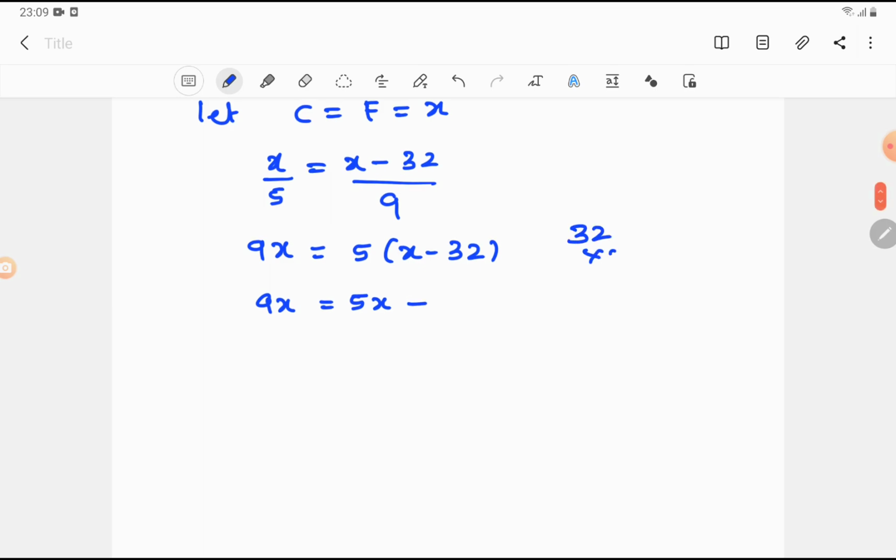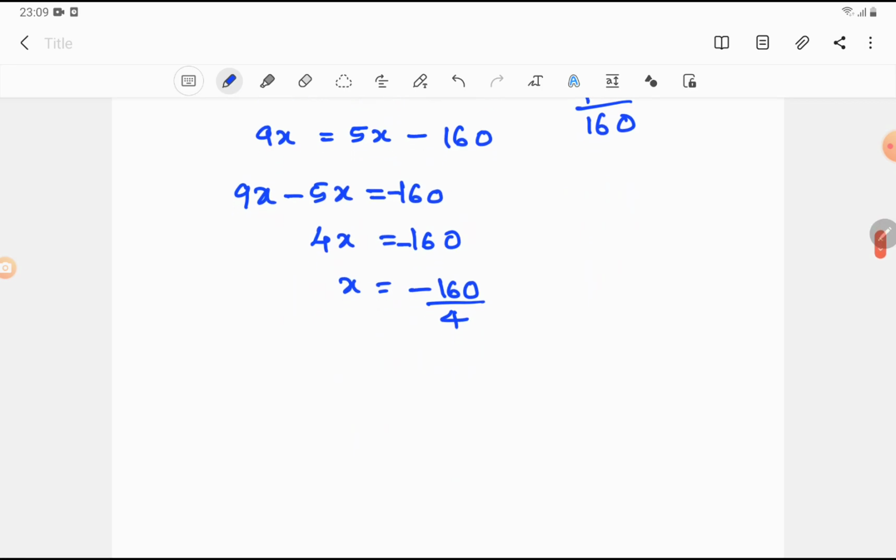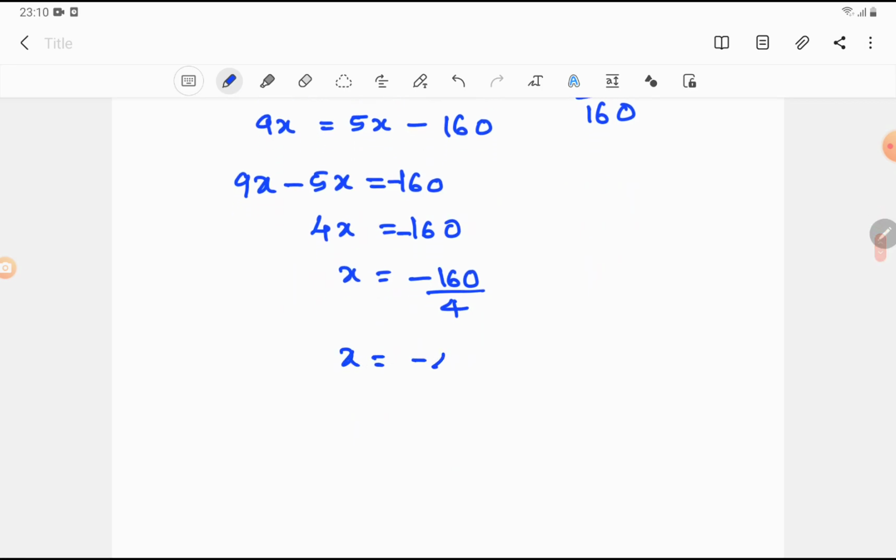So 32 into 5, 5 2s are 10, 5 3s are 15, plus 160. So if I take 5x here, 9x minus 5x is equal to 160. So 4x is equal to 160, x is equal to minus 160 by 4. So x is minus 40 degree. Therefore, if it is in Celsius scale, minus 40 degree Celsius. If it is in Fahrenheit scale, minus 40 degree Fahrenheit.